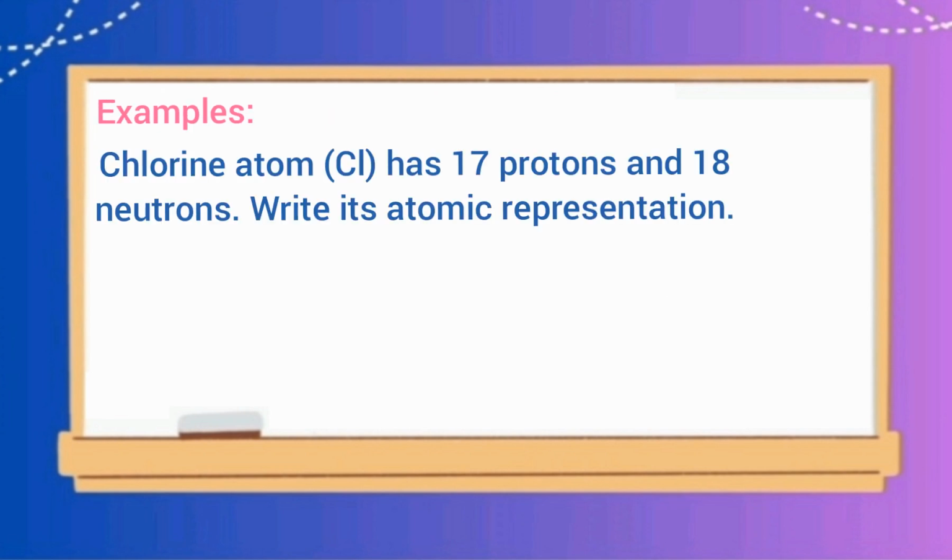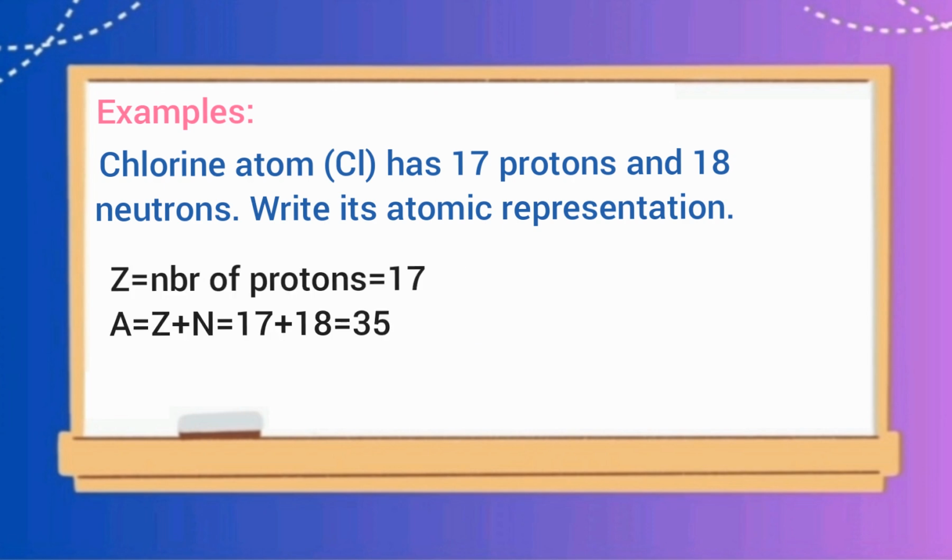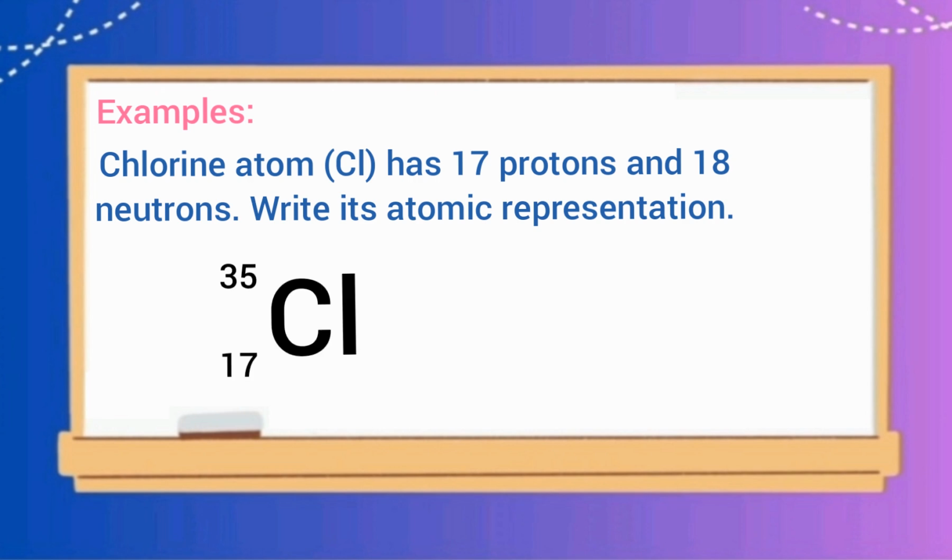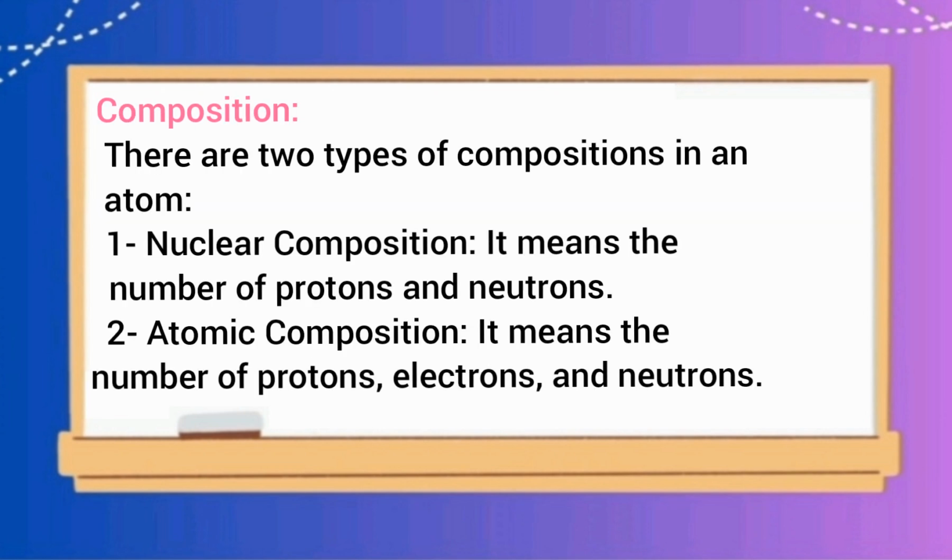Example 1. Chlorine atom has 17 protons and 18 neutrons. Write the atomic representation. We have X and Z, and we have a missing element which is A, so we have to calculate it. Before calculating it, we must define Z, which equals the number of protons, which is 17. Hence, A equals 17 plus 18 equals 35. So now we can write it: Cl, 35, 17.